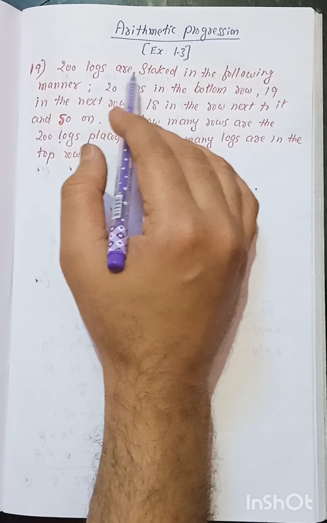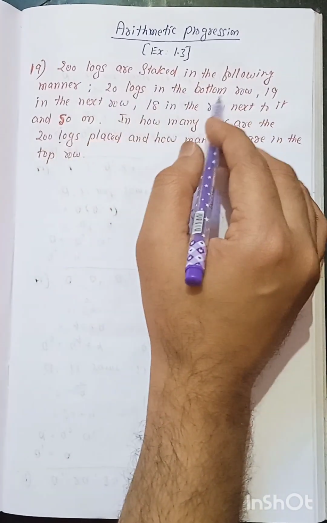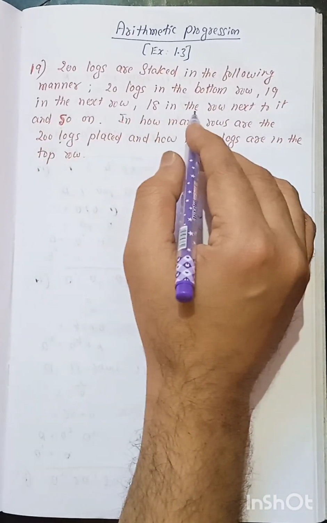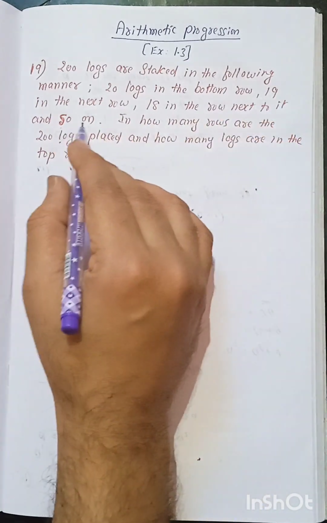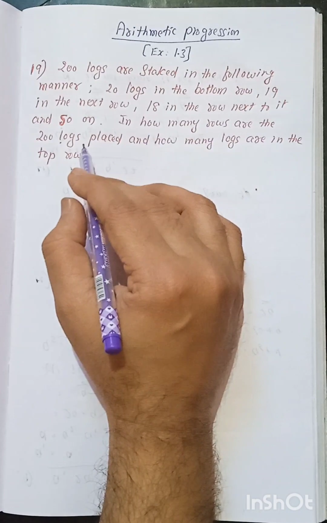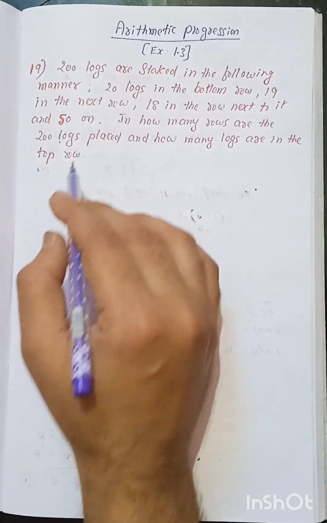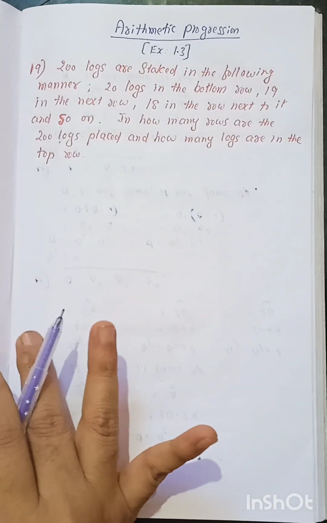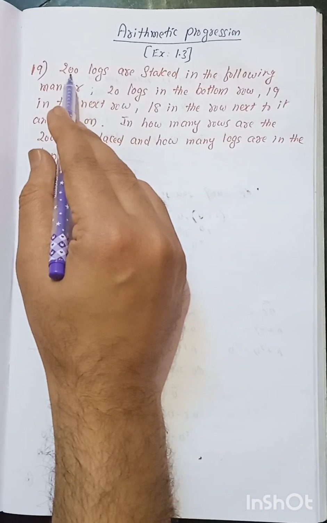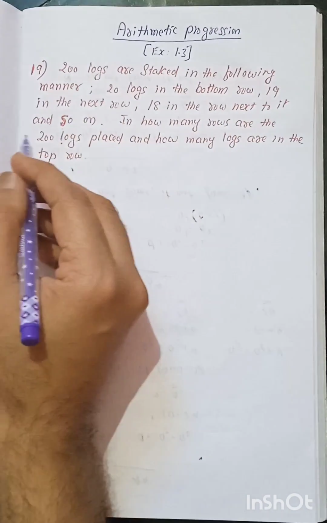200 logs are stacked in the following manner: 20 logs in the bottom row, 19 in the next row, 18 in the row next to it, and so on. In how many rows are the 200 logs placed and how many logs are in the top row? Logs means wood pieces. There are a total of 200 logs which are stacked. It means 20 logs in the bottom row.